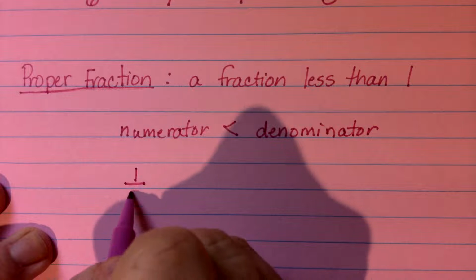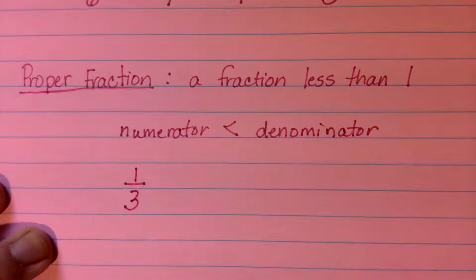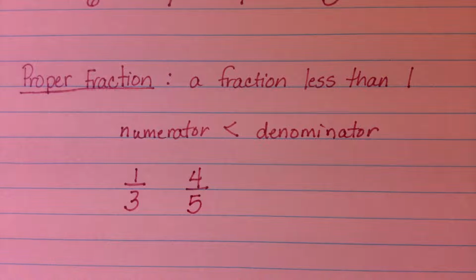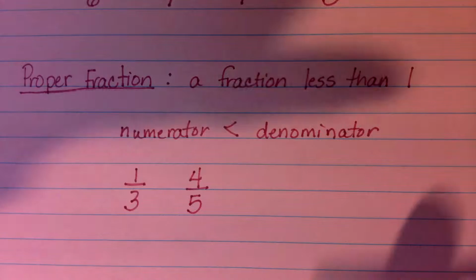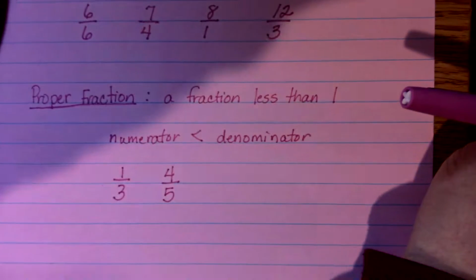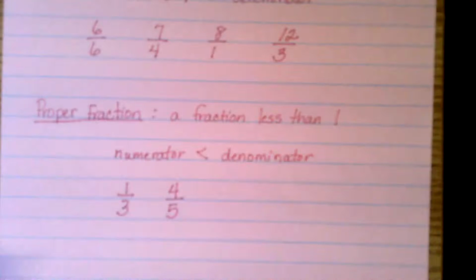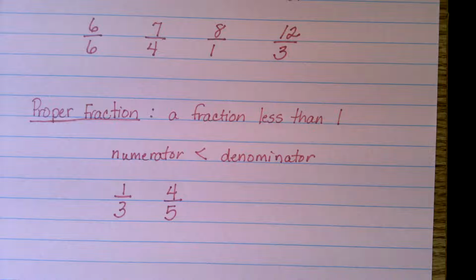So 1/3 is a proper fraction. 4/5 is a proper fraction. All of the fractions you have dealt with up to this point are called proper fractions. So an improper fraction, again, has a numerator equal to or greater than the denominator. It's good to remember that fractions are division problems. We can replace the division symbol with the fraction bar.